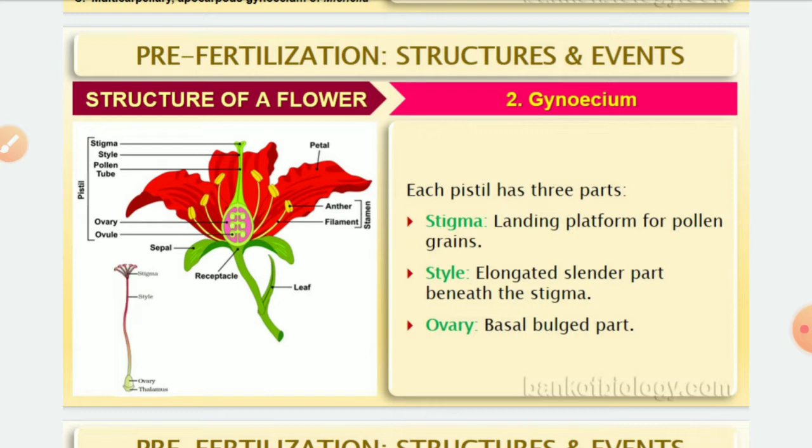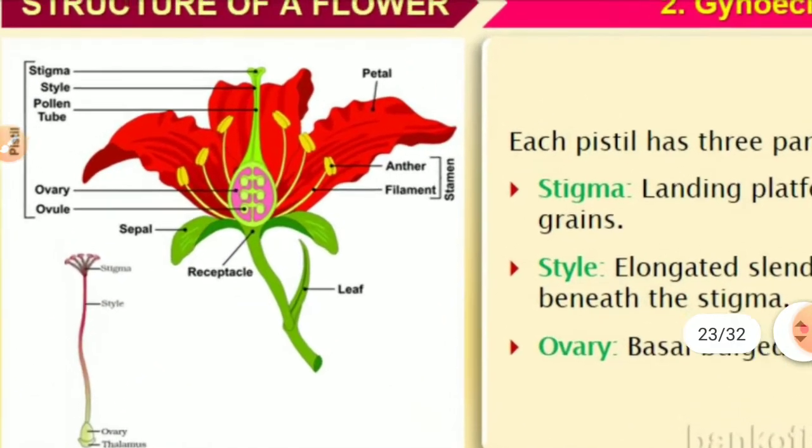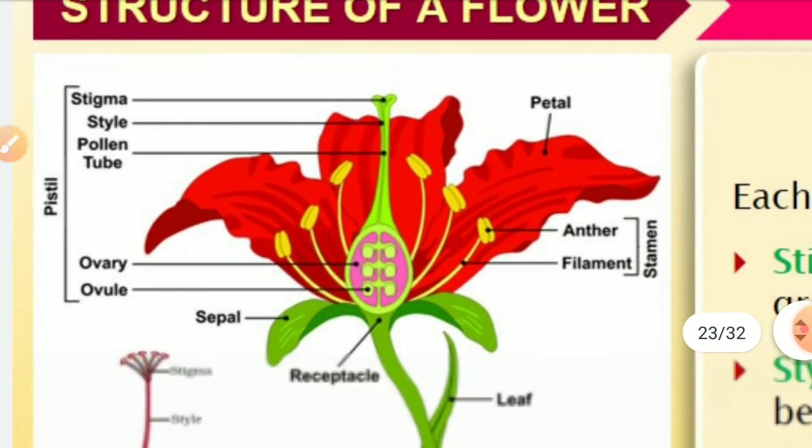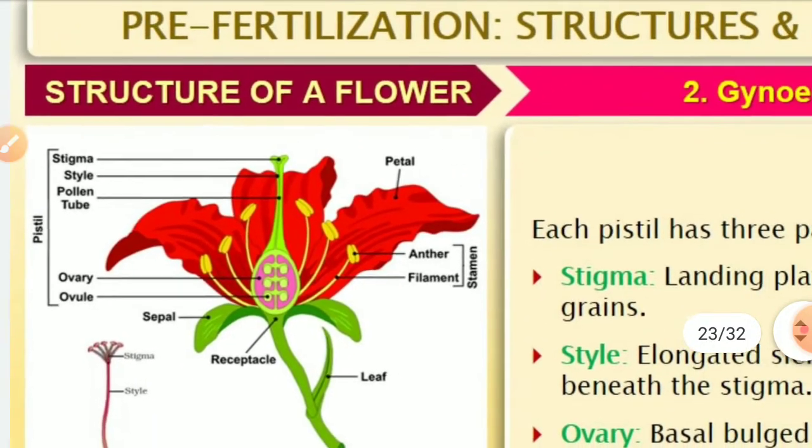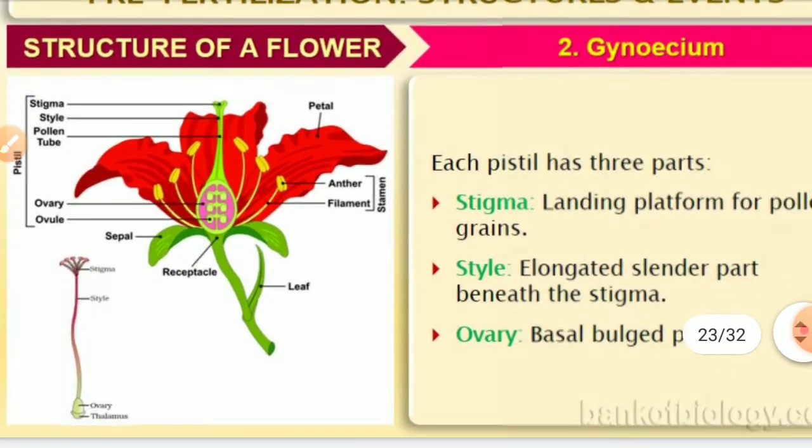The second one is style, an elongated cylindrical part beneath the stigma. It is a long tube-like structure which connects the stigma with the ovary, and the ovary is the basal part in which the ovules are present. Here you can see the structure of stigma, style, and ovary, with the ovary below. This is the complete structure of the reproductive part of the flower, the gynecium.